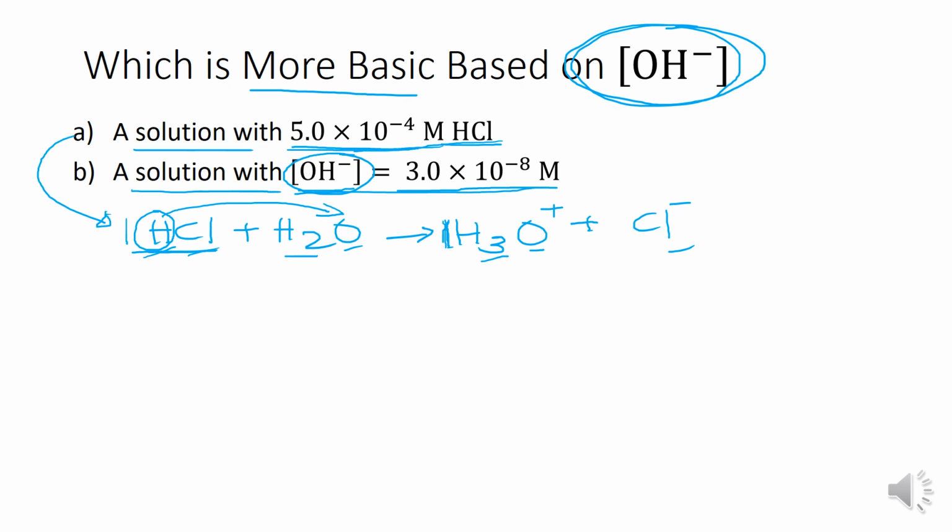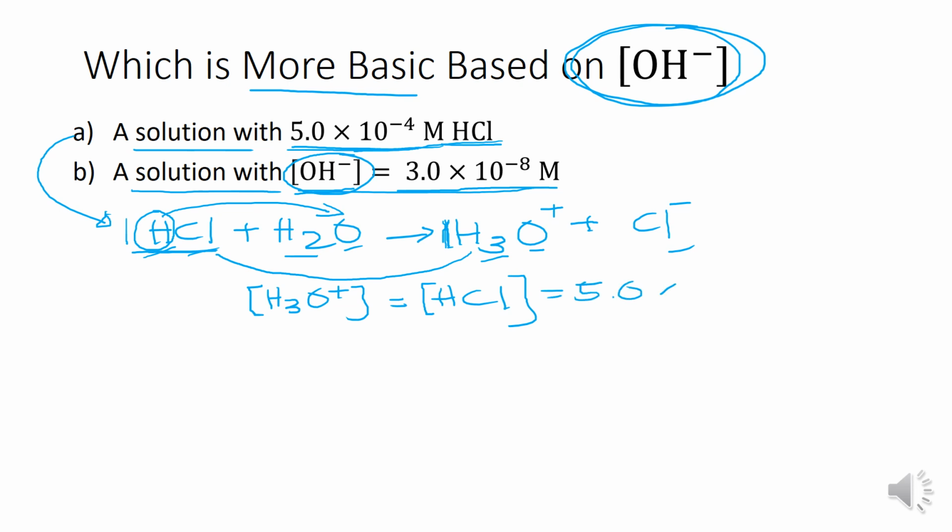Again, the hydronium ion has the same number of moles as the hydrochloric acid, and they are in the same volume or amount of solution. Therefore, we can conclude that the hydronium ion concentration is equal to the concentration of hydrochloric acid in aqueous solution, and that is given as 5 times 10 to the negative 4 molarity.